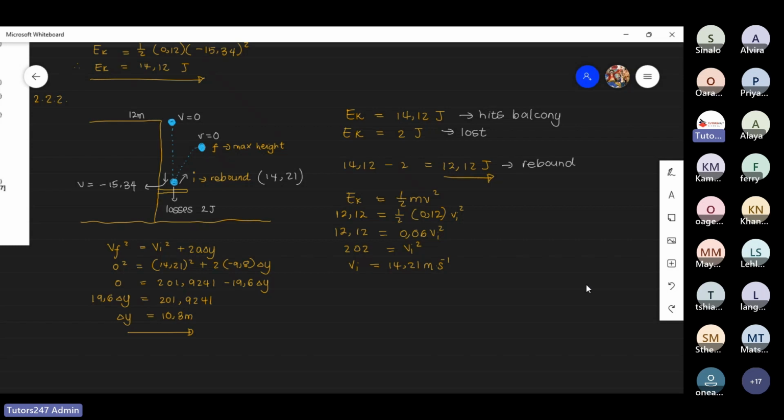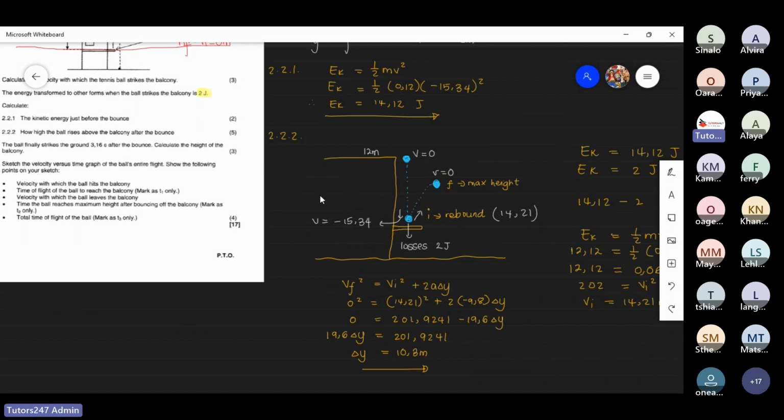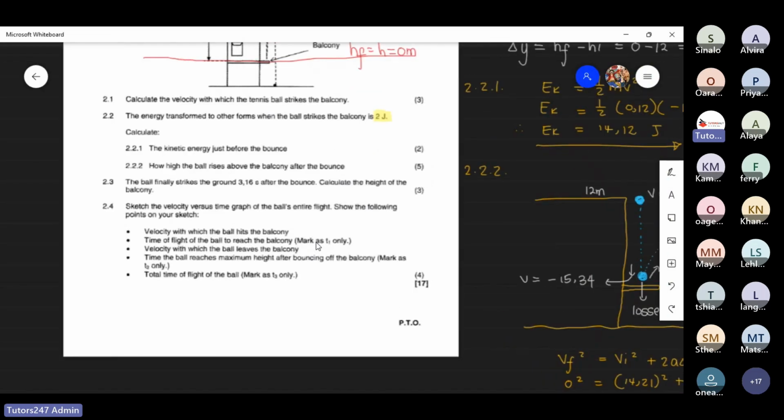Okay. Now, once we were able to calculate the velocity with which the object rebounded, we were then able to use our second equation of motion because we had the rebound velocity and the velocity at maximum height, as well as our value of a to calculate displacement or to calculate the height above the balcony of the object. So we now have question 2.3.